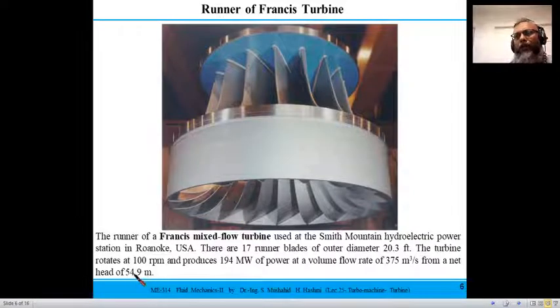So this 55 meter height, the water should be stored so that you can run that turbine and generate this amount of power.